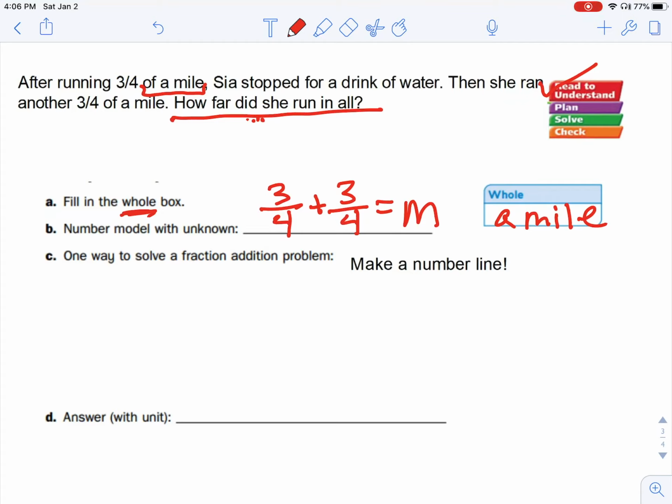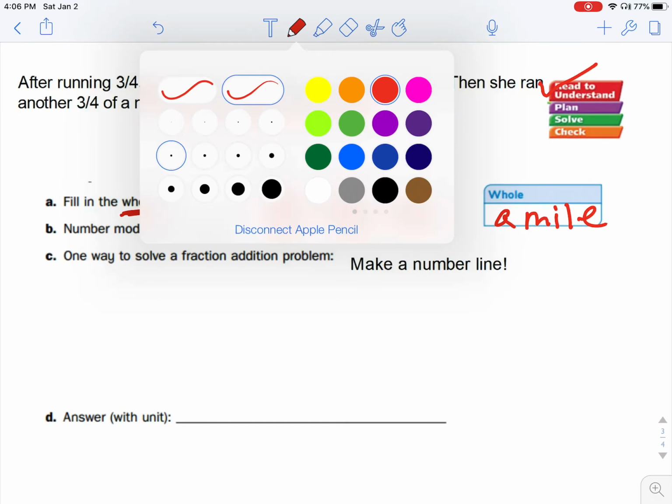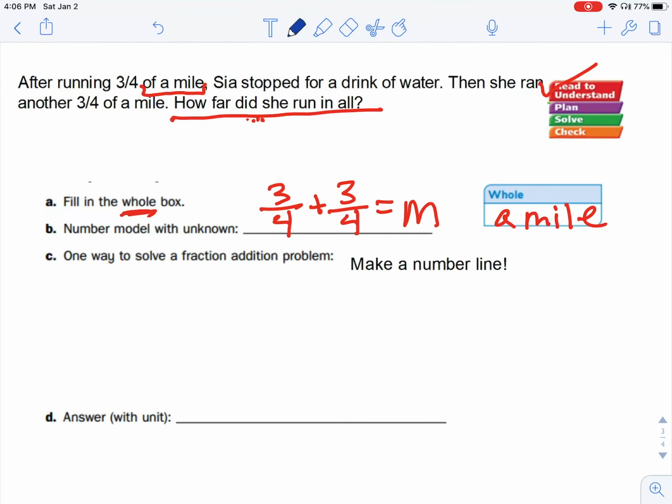So another way to solve a fraction problem is with a number line. Let me show you that strategy. So if I am already thinking about this logically, I'm like, okay, 3/4, that's almost a whole mile. And then she ran another 3/4, so it's almost a whole mile. So she's definitely going to run more than 1 mile. She'll probably get close to 2 miles, but she's not doing 2 miles because these are not a whole, right?